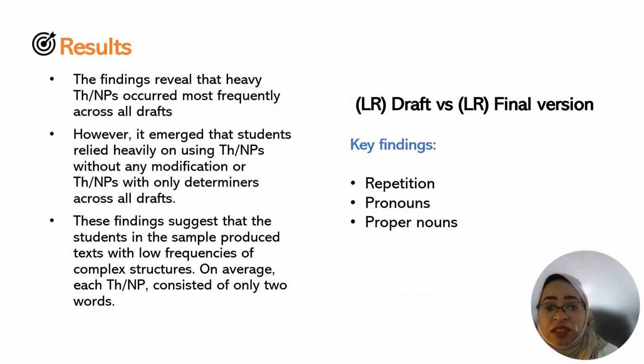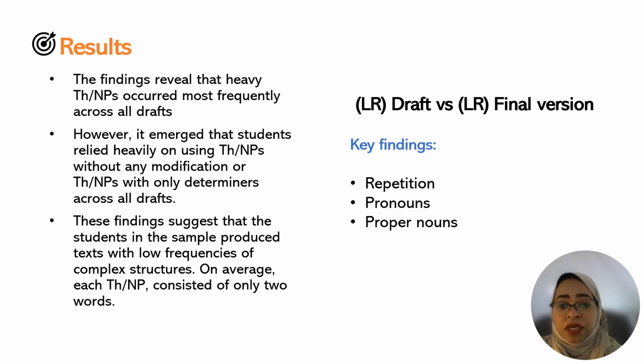As mentioned earlier, the study compares the draft to the final version. In general, the findings reveal that heavy thematized noun phrases occurred most frequently across all drafts. However, it emerged that students relied heavily on using thematized noun phrases without any modification, or with only determiners, across all drafts. This suggests that the students produce text with low frequencies of complex structures, and on average, each thematized noun phrase consists of only 2 words.